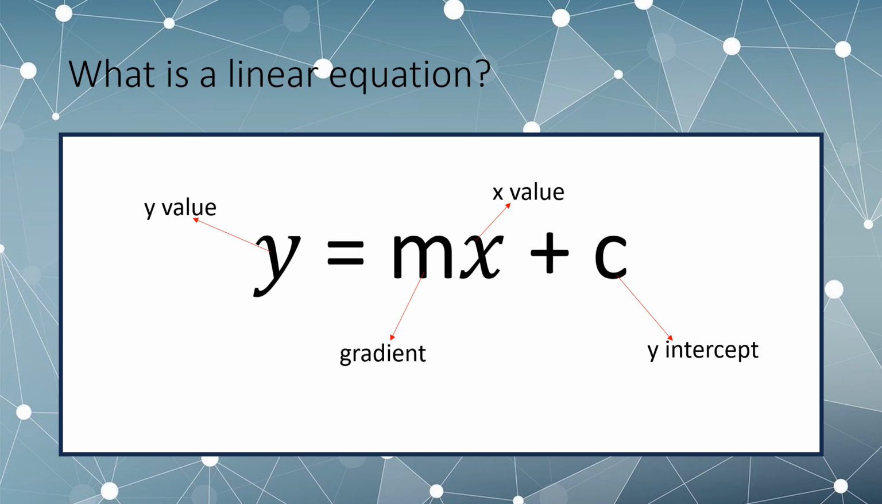A linear equation is represented by the standard form y is equal to m multiplied by x, mx, plus c. Our y in this case represents our y value, our x value. The m represents the gradient, and the c is our y-intercept. We'll talk more about what each of these terms mean and how we apply them in solving problems moving forward.